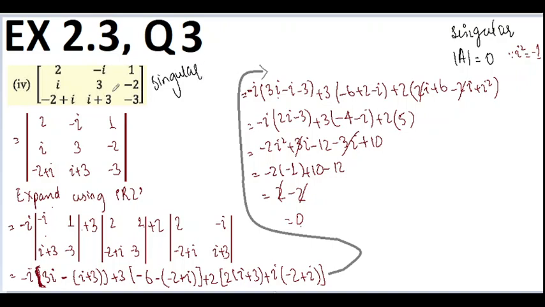So your part number 4 matrix is singular, part number 2 and 3 are non-singular, and part 1 is also singular. And this is the end of your question.